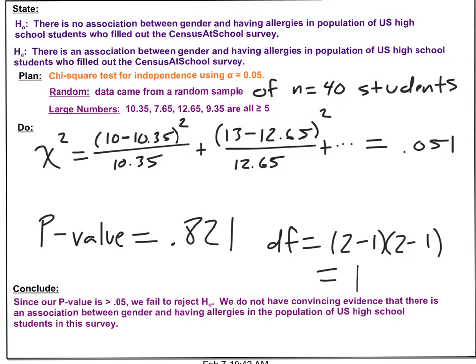If you did it from multiple random samples, then it's homogeneity that you're looking at: are these separate distributions the same or different? If it was from one random sample, now you're looking at the variables themselves. Do they have an association or not?